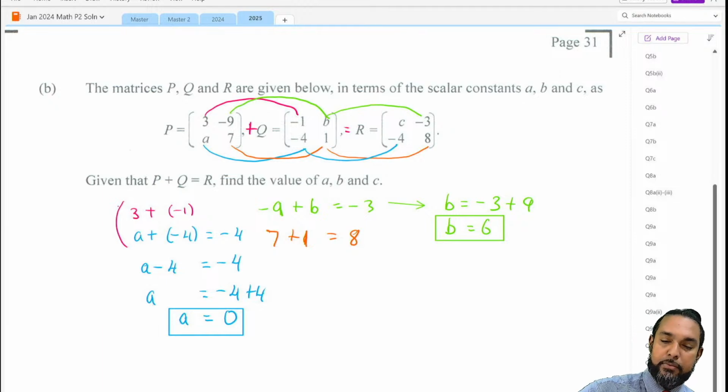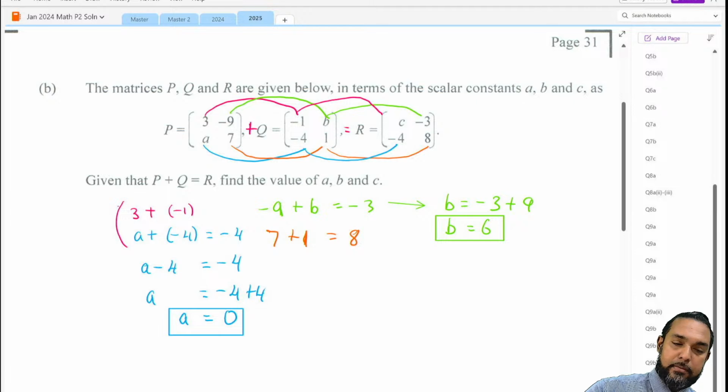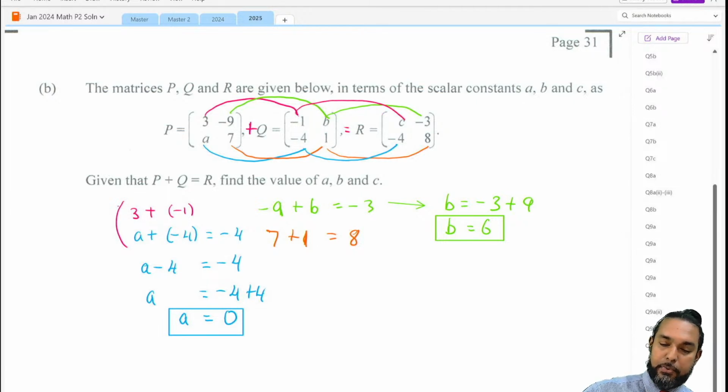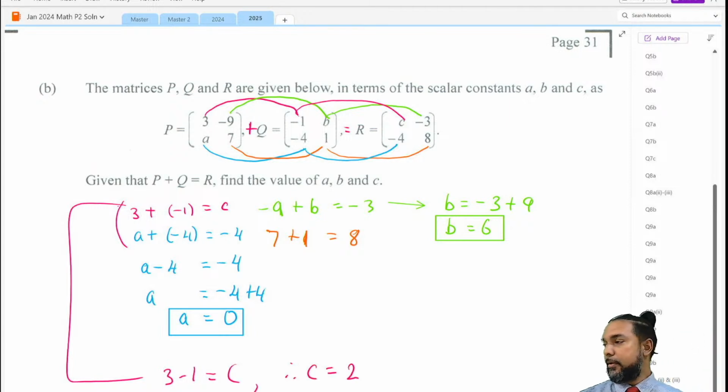And the last one would be c, although they put c first. So 3 plus minus 1 is equal to c. So 3 minus 1 is equal to c. Therefore, c is equal to 2. Simple and straightforward.